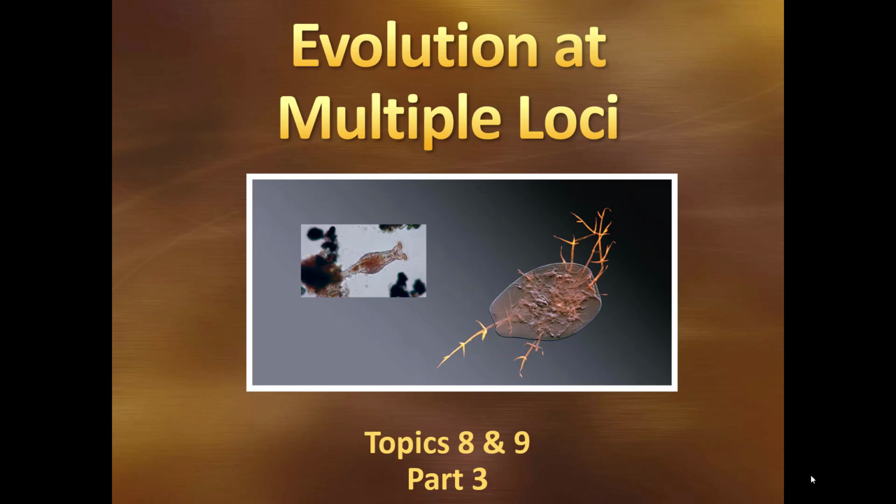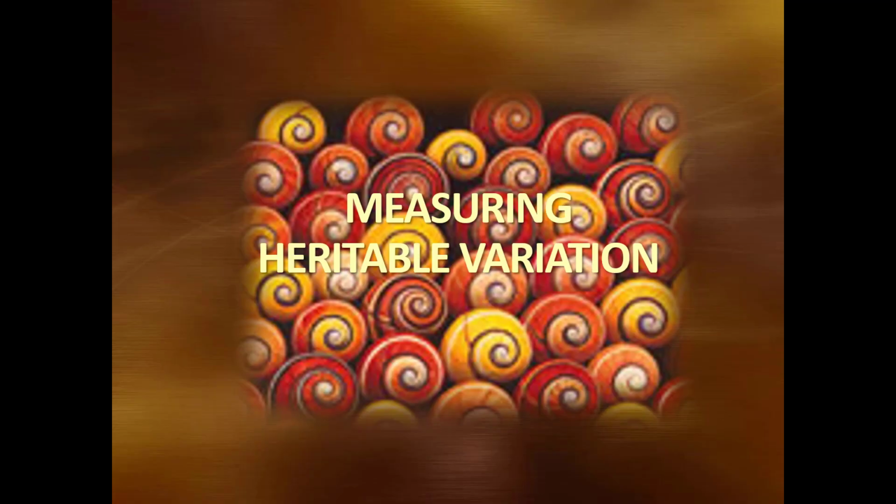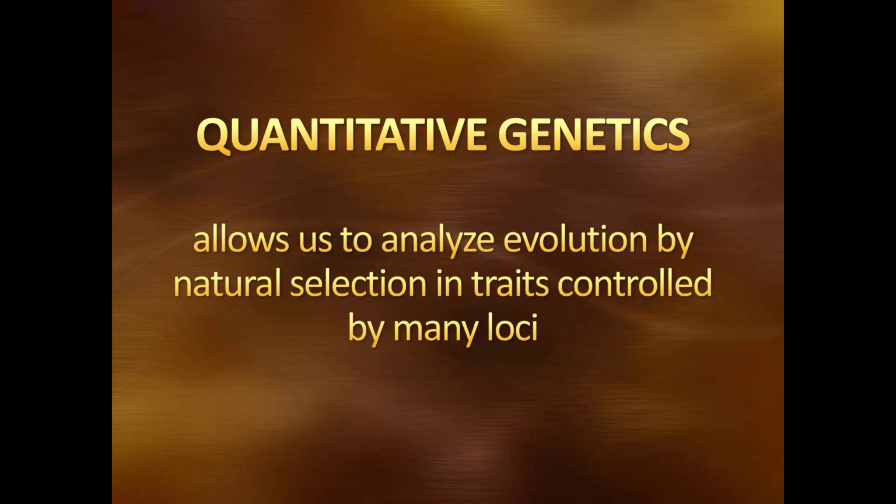This is part 3 of our chapter 8 and 9 PowerPoint. In this part of the chapter, we look at how you measure heritable variation in a population. This falls under the realm of what we call quantitative genetics. And in quantitative genetics, we look at quantitative traits and how evolution works on those quantitative traits and how we expect those kinds of traits to change.